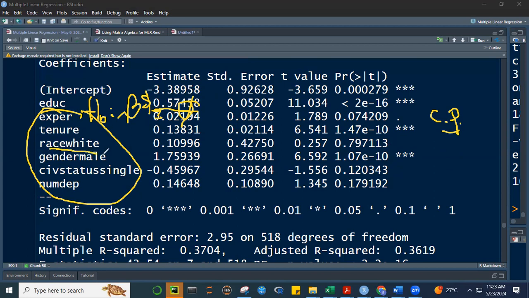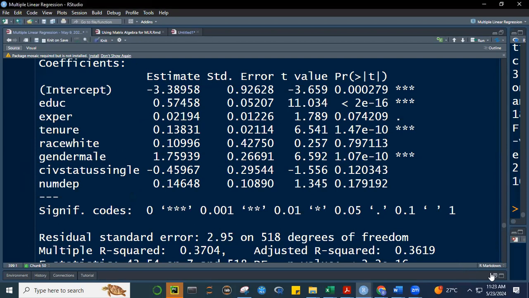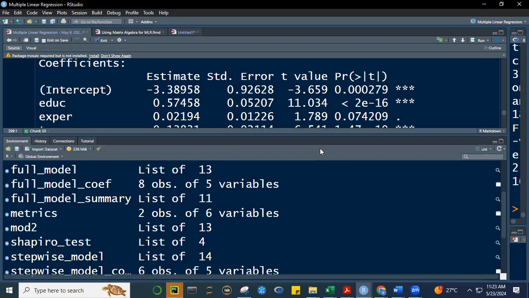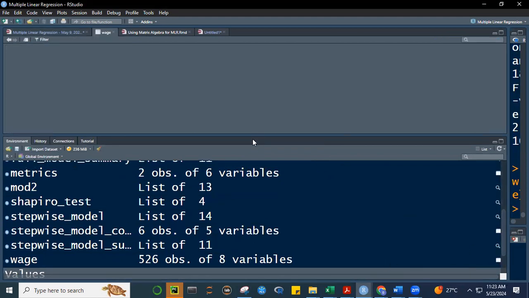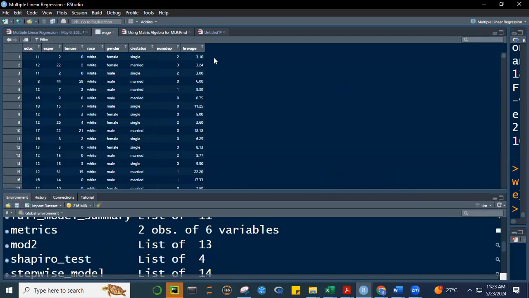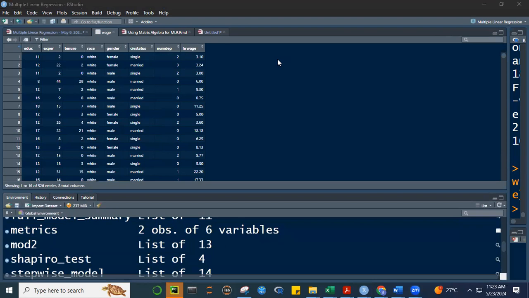Now, how about this? Race, white. If we take a look at our data, let me view the data, our wage. So this is our wage. What's happening here? How did these categorical variables become part of our regression model? This is what happens. For example, race.